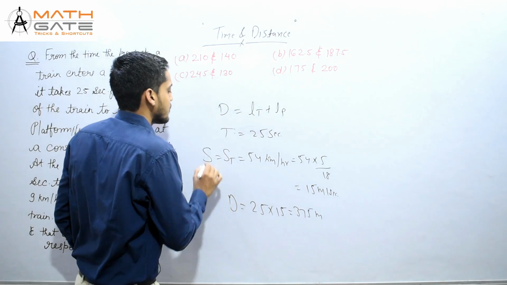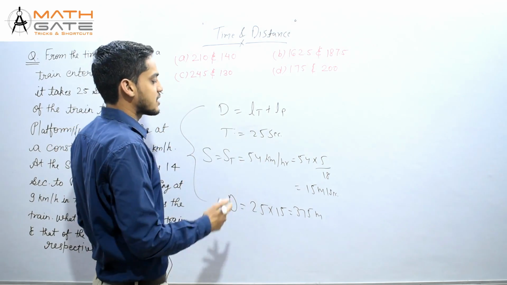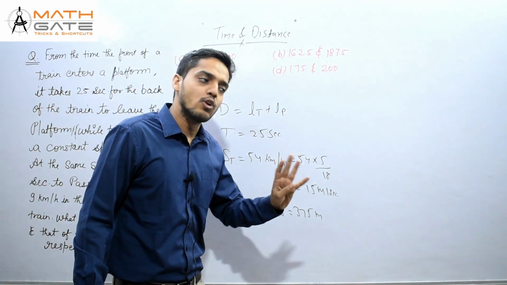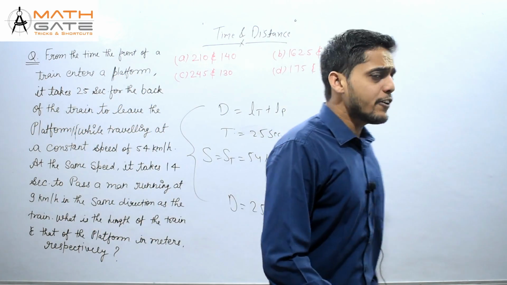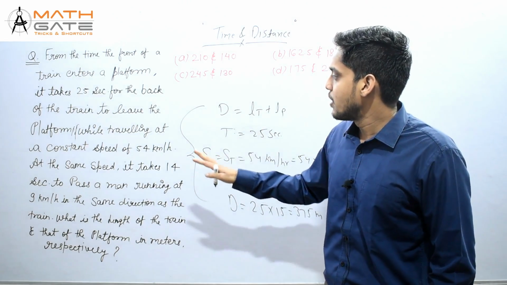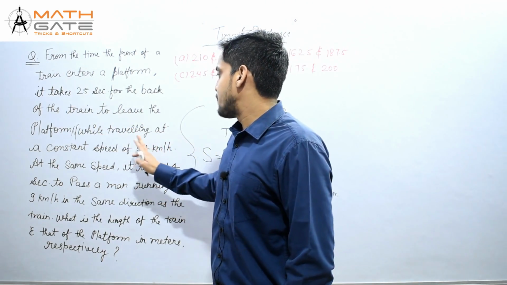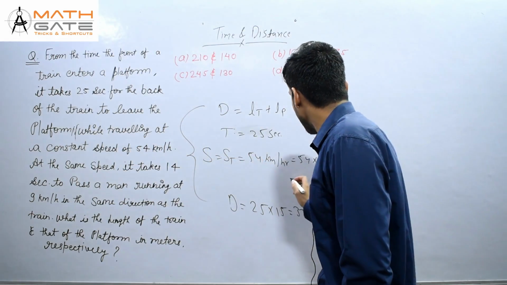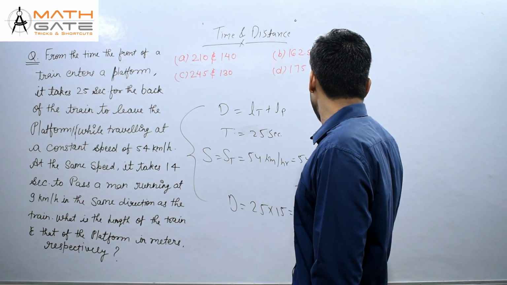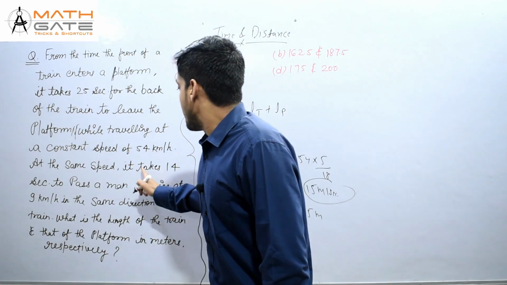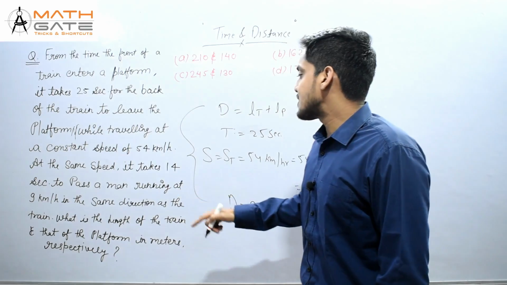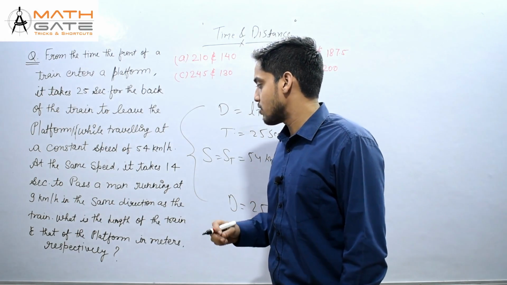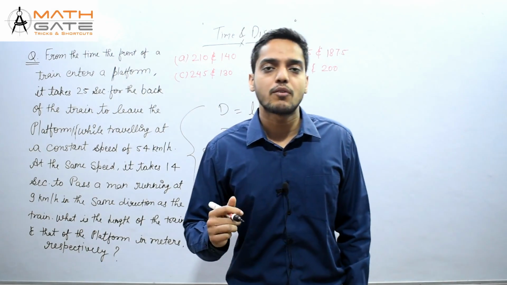तो यहाँ तक स्टूडेंट्स हमने कोई हार्ड कंसेप्ट डिस्कस नहीं किया है. We are only standing on distance equal to speed into time. Now, if we talk about the remaining question: while traveling at a constant speed of 54 km/h, at the same speed, in the second case, speed is equal to 15 meter per second as well. It takes 14 seconds to pass a man running at 9 km/h in the same direction as the train is going.